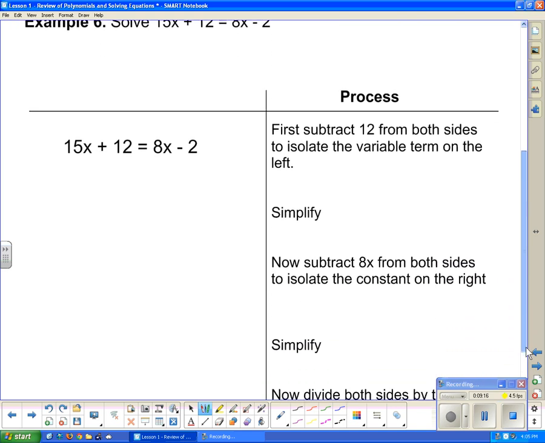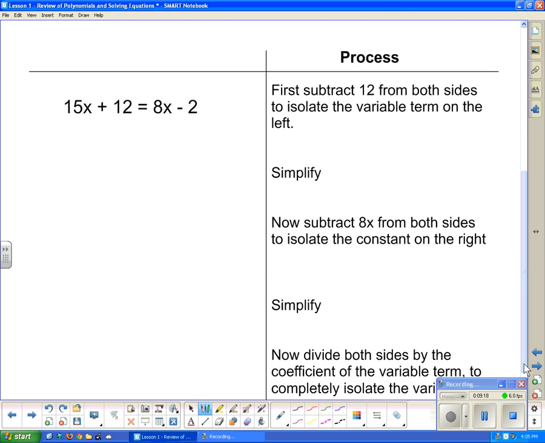And I've got the process all down here. It says first subtract 12 from both sides to isolate the variable term on the left. Now we don't have to do it that way. I can isolate the variable term on the right, but most of the time I choose to isolate the variable term on the left. So I'm going to work on the left side and subtract 12 on both sides.